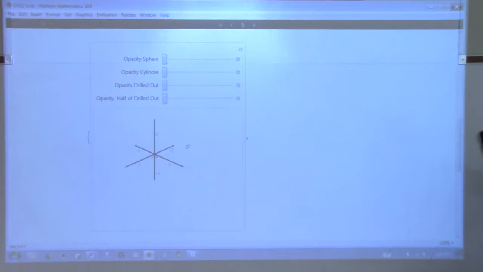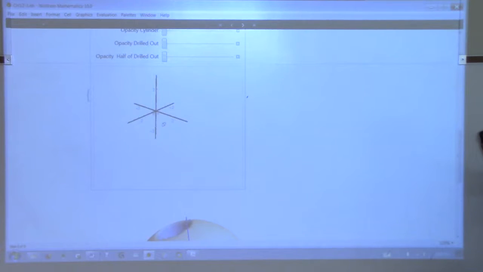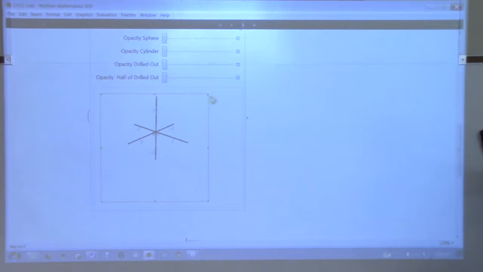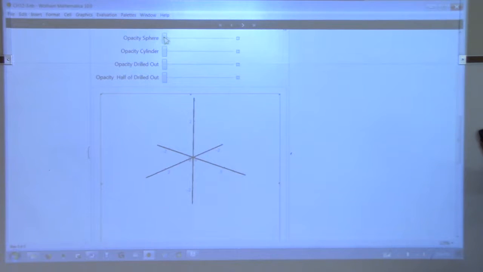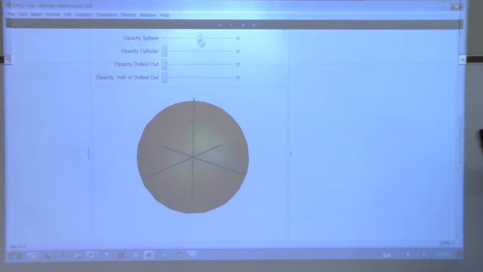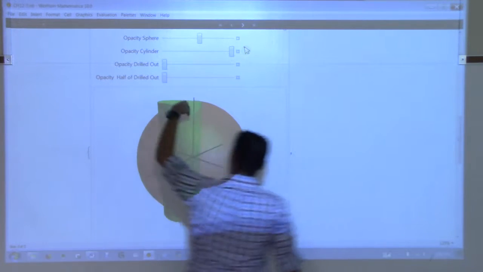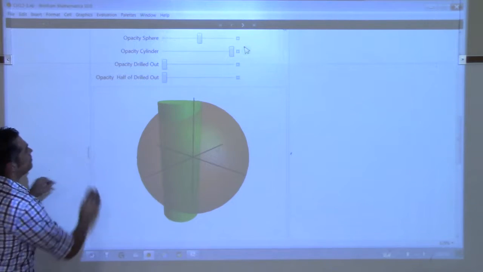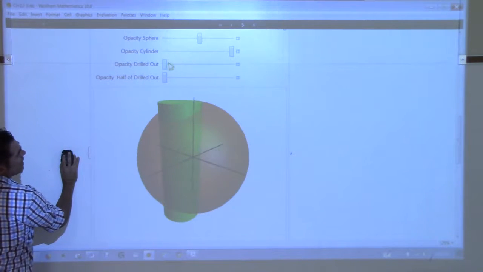So let me show you what I mean by that. Just the part that I drill out. So here's the sphere, and there's my drill bit. My drill bit goes through, right? Drills through.